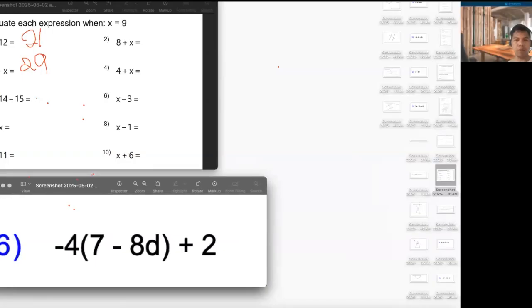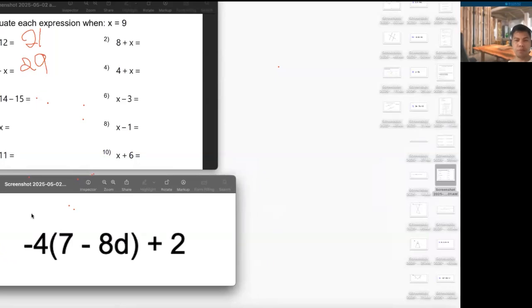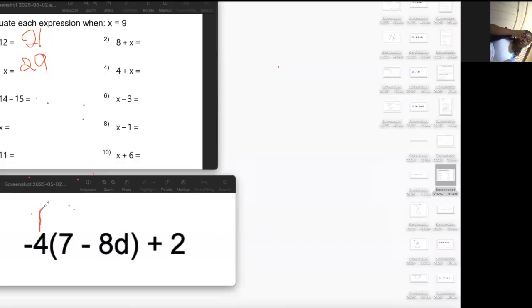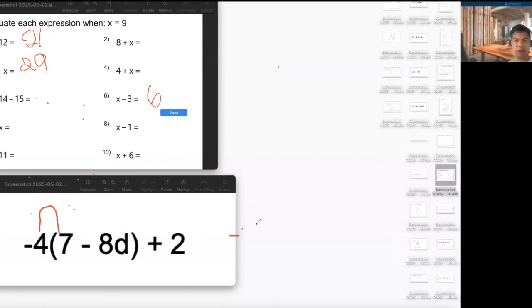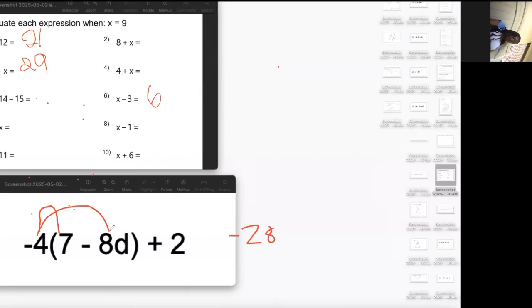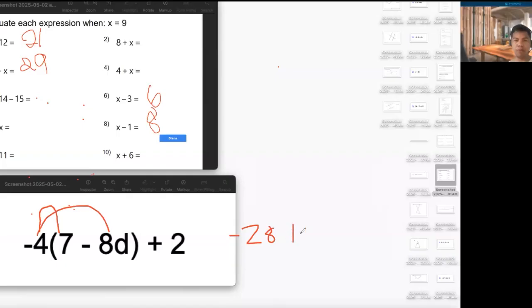Okay, let's solve that together. Oh, are you typing now? Okay, let's solve that together. So you have negative 28, right? And then negative 4 times negative 8d would be a positive 32d. Do you have that? And then a positive 2.